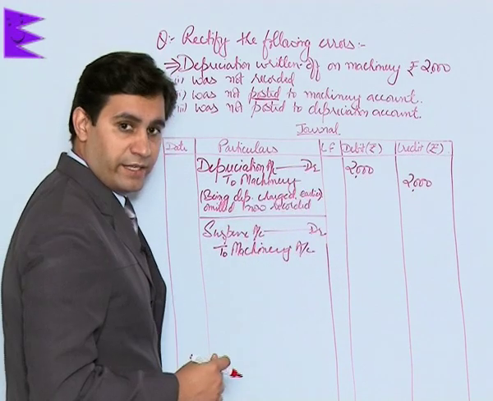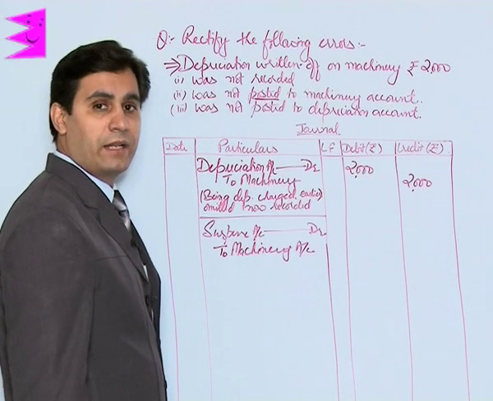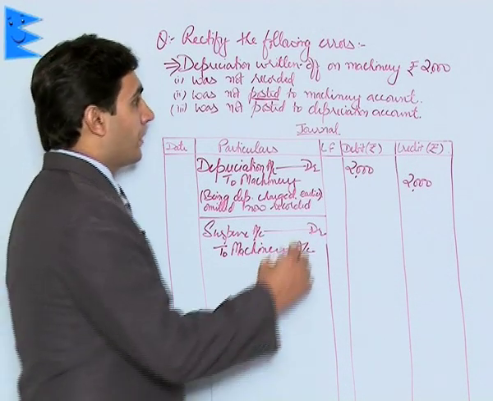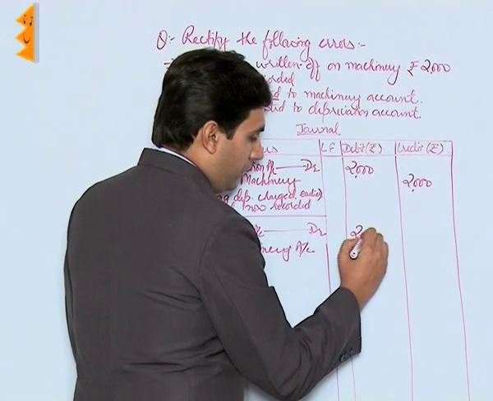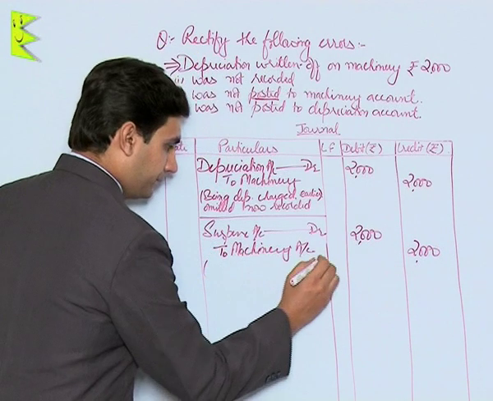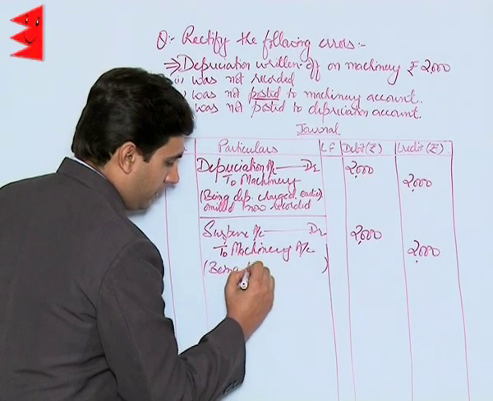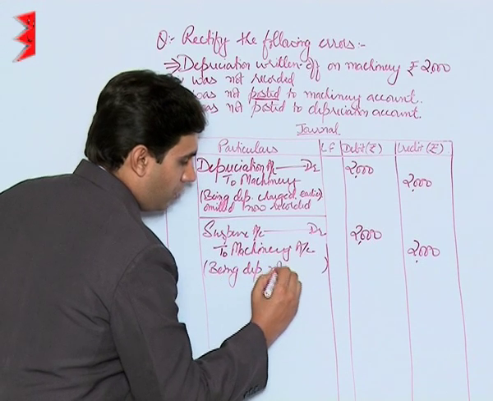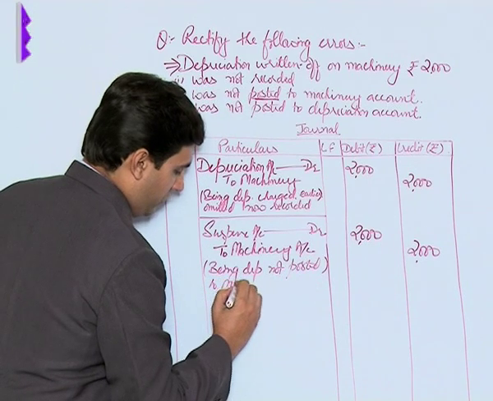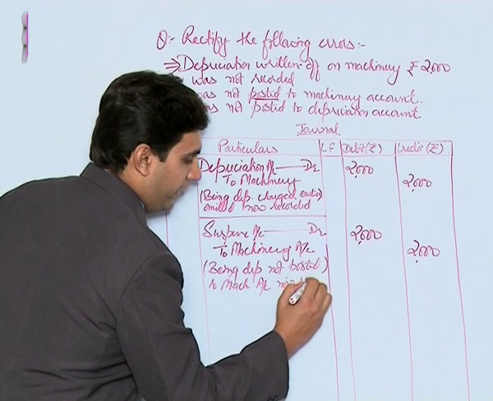Since it is a single-sided error, it would be rectified using suspense account, assuming that the trial balance has been prepared and suspense account has been created. So the amount would be 2000. Narration would be being depreciation not posted to machinery account, now rectified.